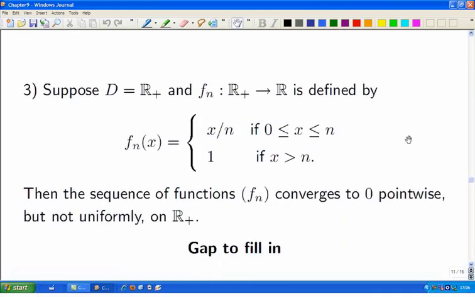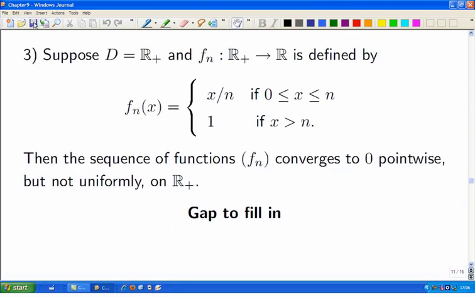So here's an interesting sequence of functions. This is a bit like a sequence of functions that we just dealt with in the examples class. So I'll just show you what these ones do. Like the ones in the examples class, they start from the origin, go up in a straight line to height 1, and then, but this time, they carry on at height 1 forever. And the gradient they go up with is 1 over n.